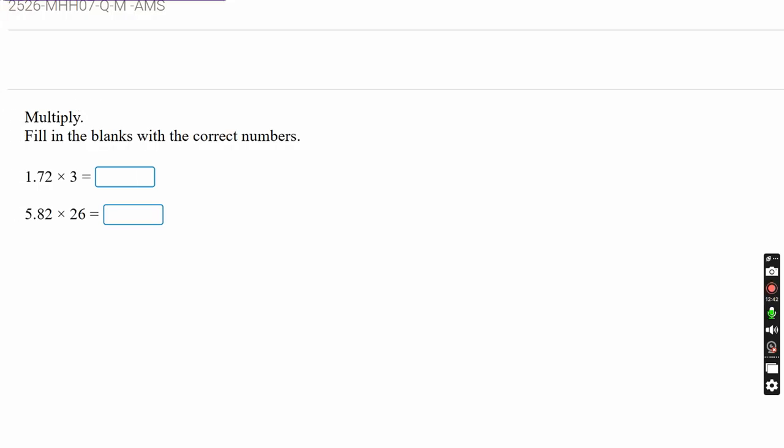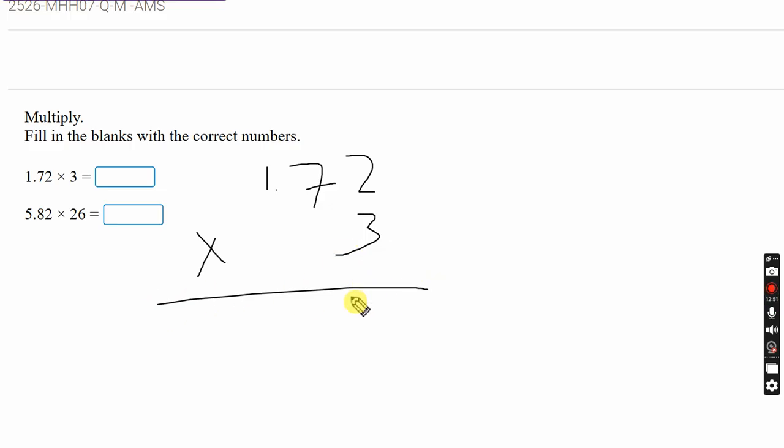Now again, it's just multiplication that you'll be doing. 1.72 times 3. What are you getting here? You're going to get 5.16 for the first one. One second, let me do this. 6 and then 7 times 3 is 21. 1 here, 2 here, 3, 4, 5. So 5.16. There you go.